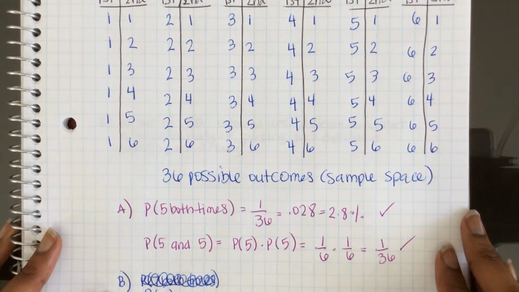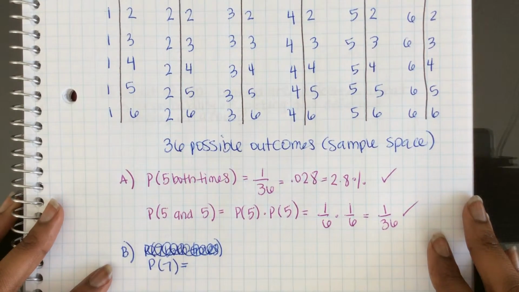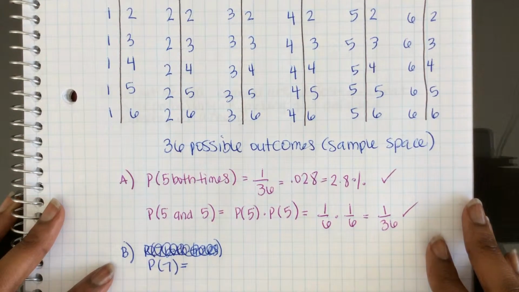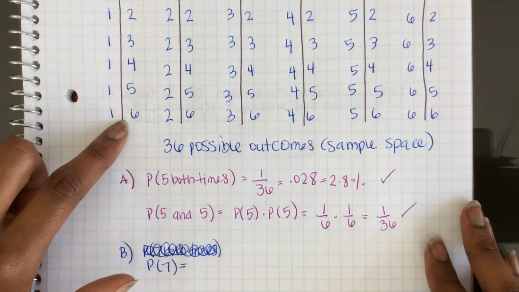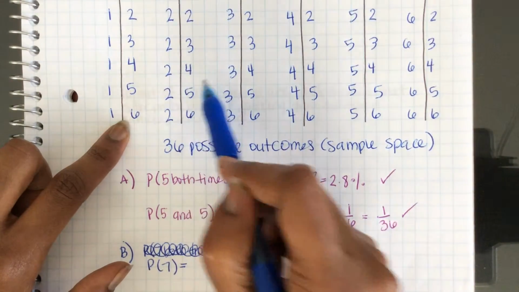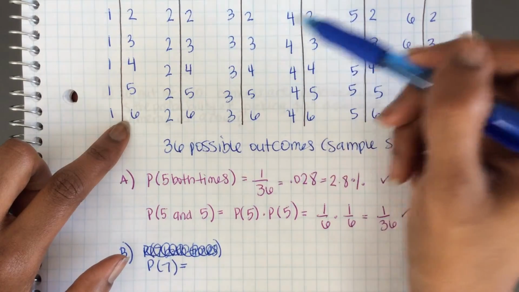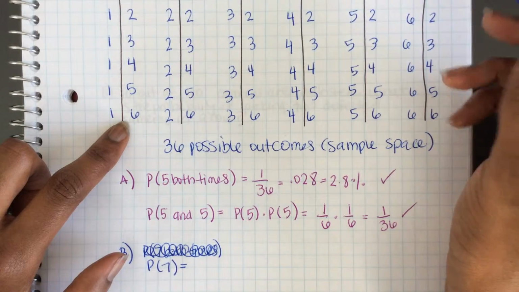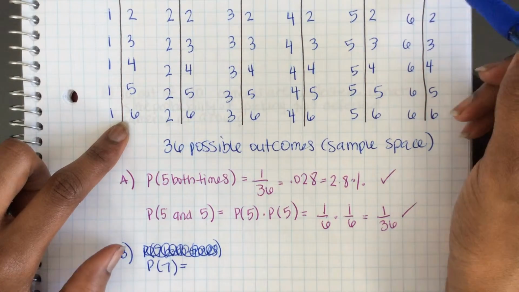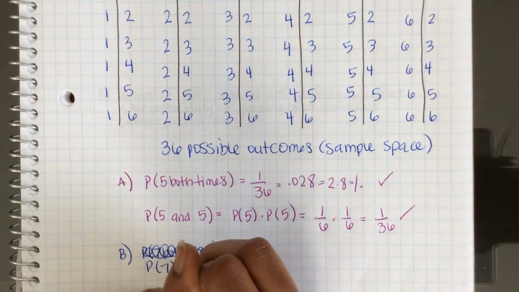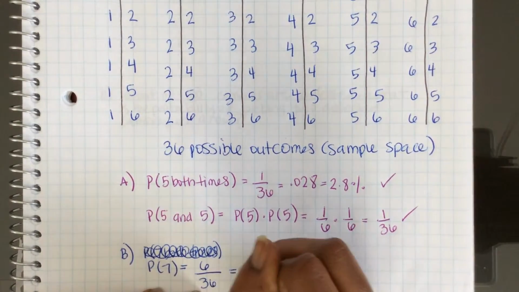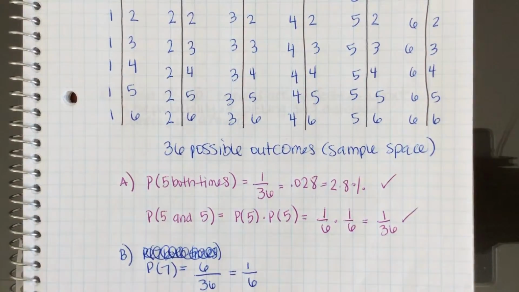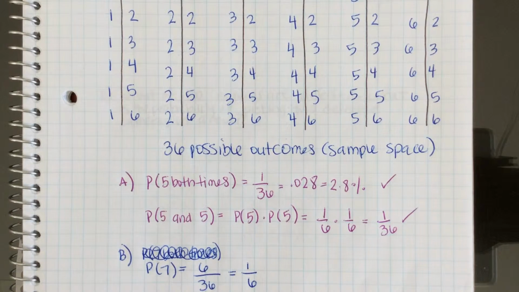Well, let's see how many options there are where my answer or my sum is 7. Here's 1, 2, 3, 4, 5, 6, 6 out of 36, which is 1/6. And I really think that's probably the easiest way to do that one.